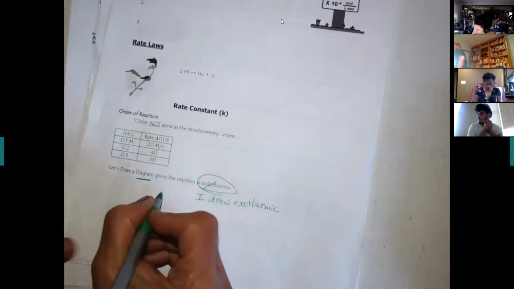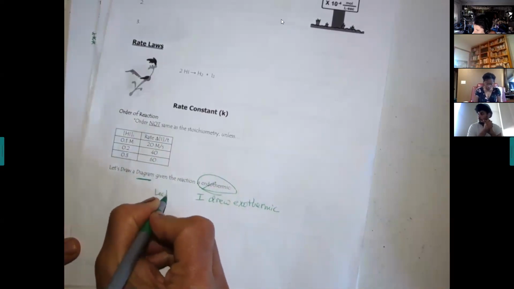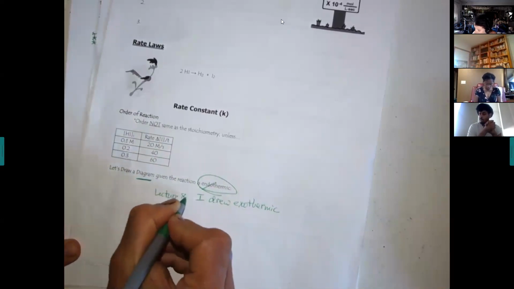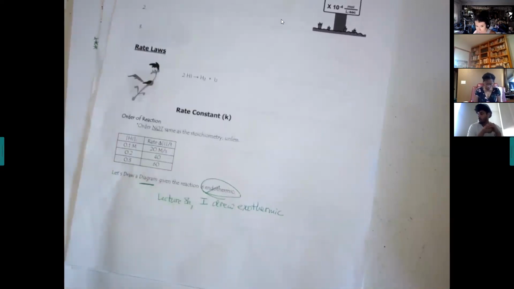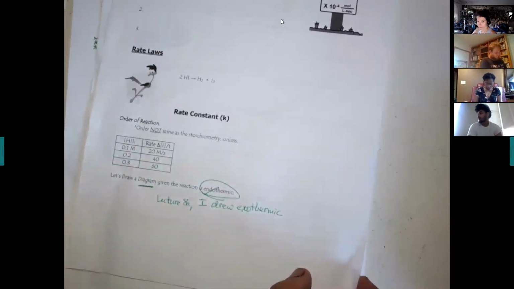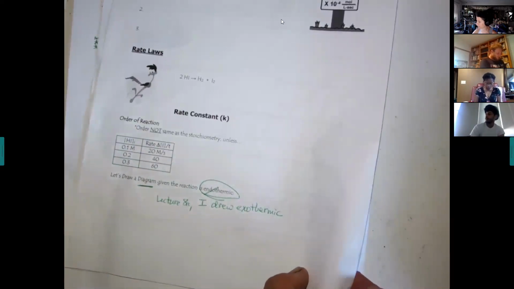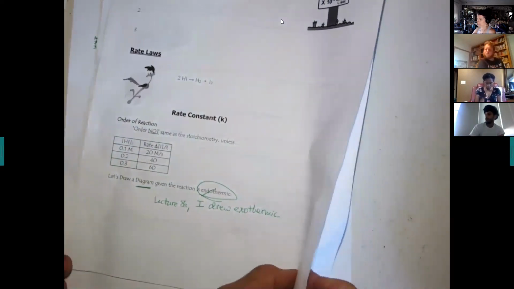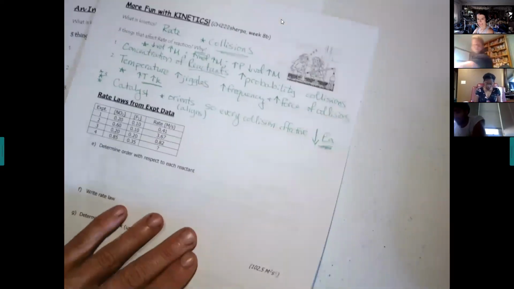So in lecture 8A on Tuesday, I drew it exothermic. I said I was doing endothermic, but my brain and my hand are not doing the same thing, apparently. But I'll correct that later. I just wanted to make that comment for anybody listening, that I do know I messed up. And you guys don't know it yet, but now you do.